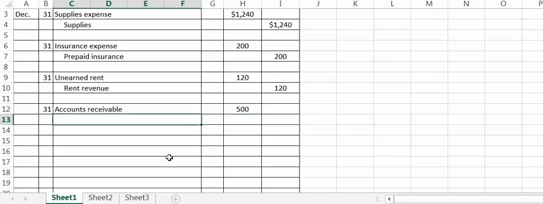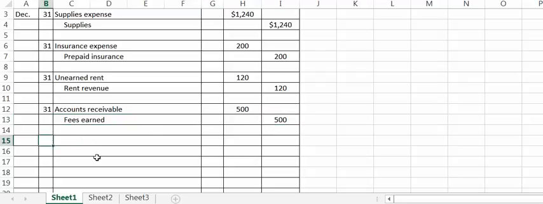And since the service was provided in December, we earned the revenue in December. So we're going to credit fees earned to increase the balance of the revenue account by $500. We earned the revenue in December. We're not going to bill for it until sometime in January, but we want it to show up on the books in the month that the service was performed, when it was actually earned. So we'll go ahead and put the accounts receivable on the books. It's an asset that increased, and we increase fees earned with a credit.